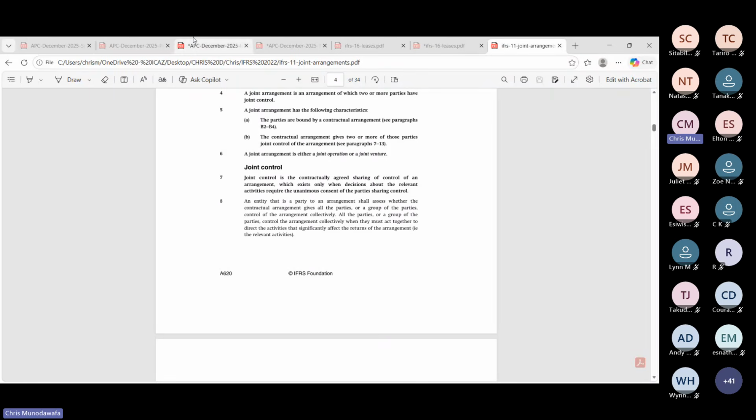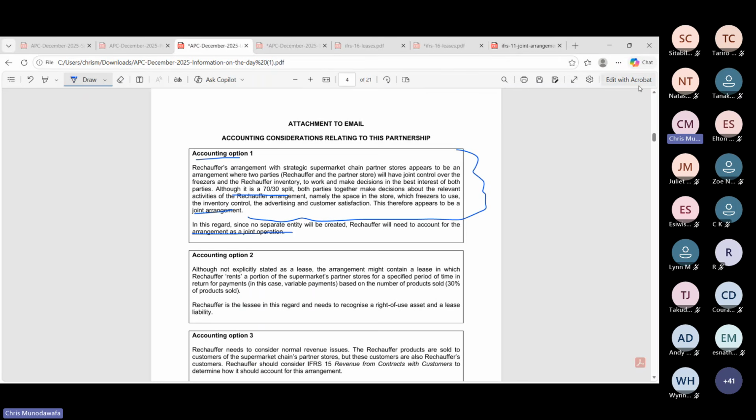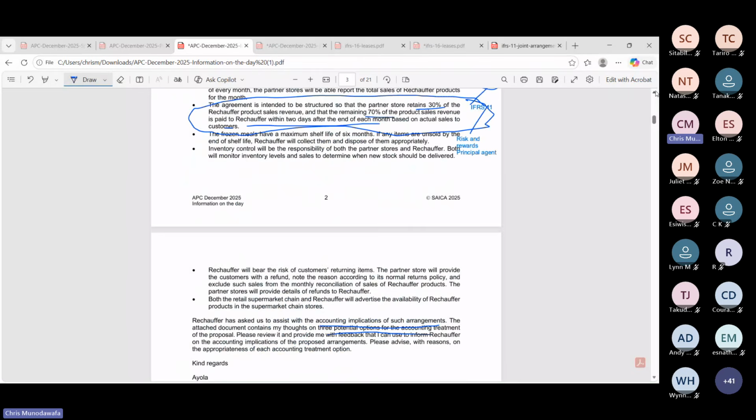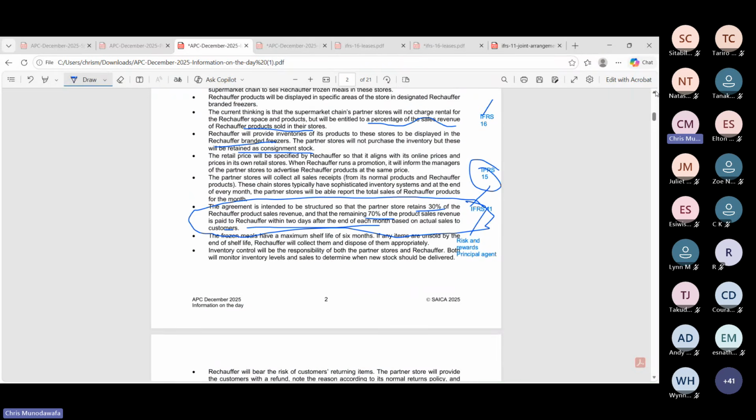So they say review: he came to that conclusion, but when I come to the circumstances I was given here, if the agreement is intended to be struck so that the partner still retains 30% of the product sales revenue, and the remaining sales is paid to Richalfa within 2 days after the end.